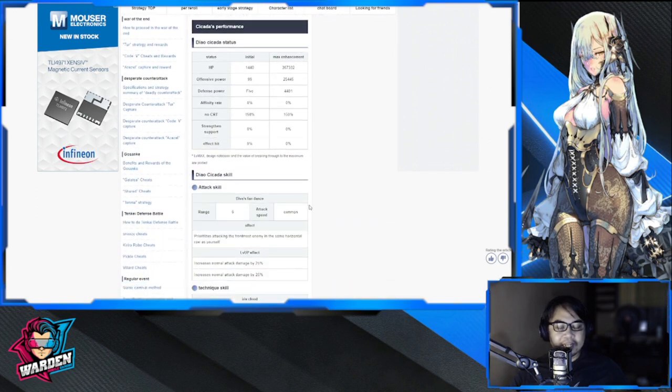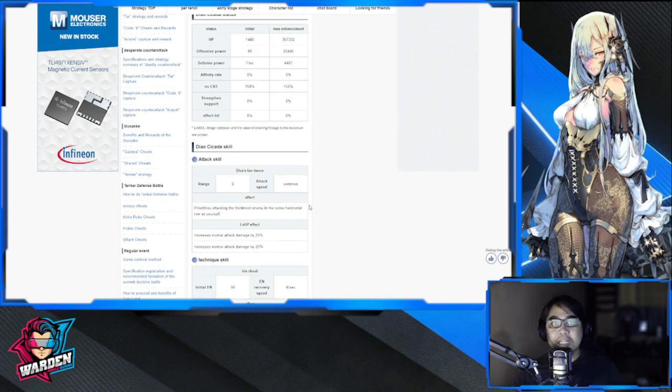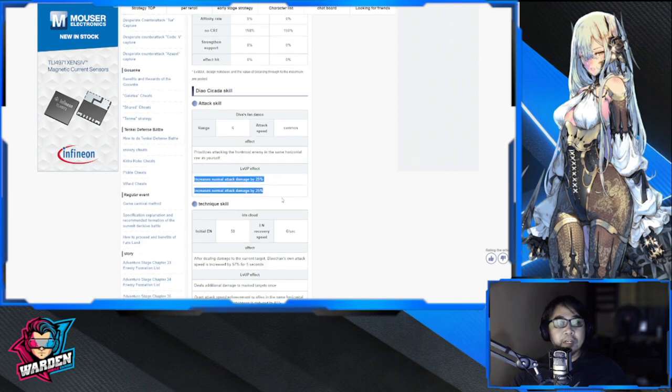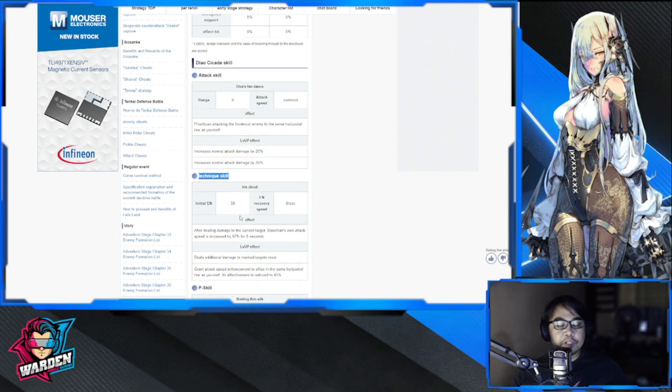Okay, so attack skill. She's a specialist. Her range is 6. Attack speed is average or common. The usual, increased normal attack damage by 25 and 25, so that's a 50 once you upgrade her. This is going to be her ultimate skill. Initial energy is going to be 50, so she's right there in the middle.